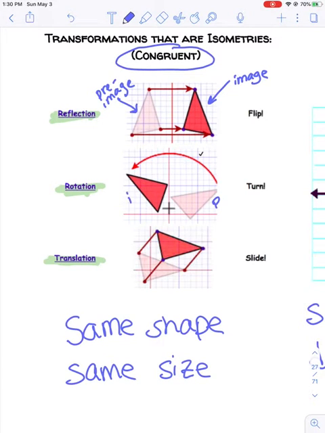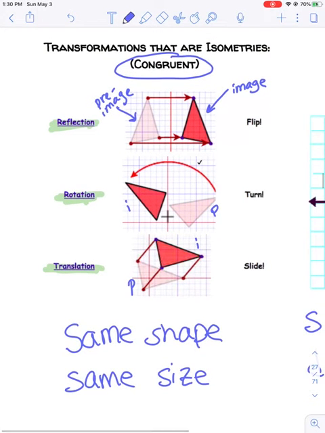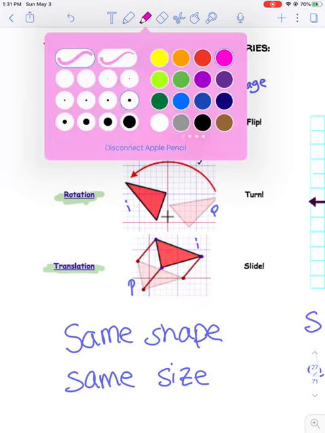Rotation is a turn instead of a flip. So the pre-image would be here, the image would be here, and we've rotated it, we've turned it instead of flipping it, but it's still the same size and the same shape. A translation is a slide. Here's the pre-image and here's the image. So we've taken an image and we've basically used our scissors tool to just slide it across the page. Again, same shape and same size.